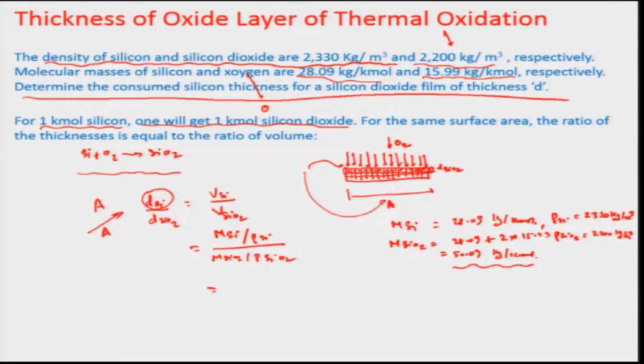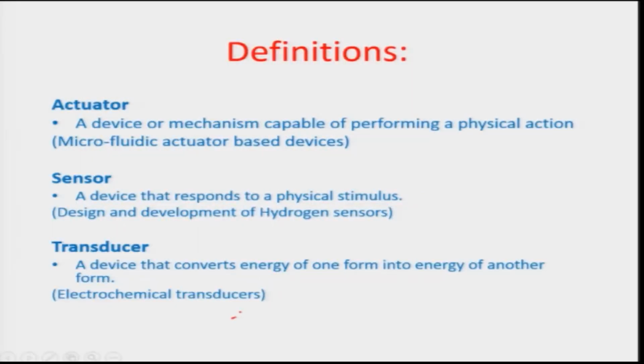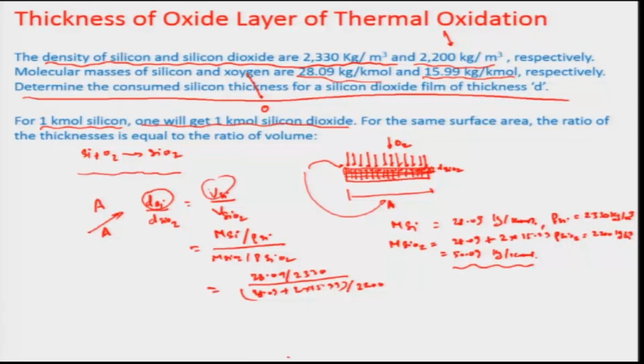Having said that, the ratio of the silicon and the silicon dioxide is equal to 28.09 by 2330, divided by 28.09 plus 2 into 15.99, divided by 2200. You know that mass per unit density is the volume. So, that is exactly the volume ratio, and this becomes about 44%, meaning that the amount of silicon that is really consumed is 44% of the SiO2 thickness which comes out.